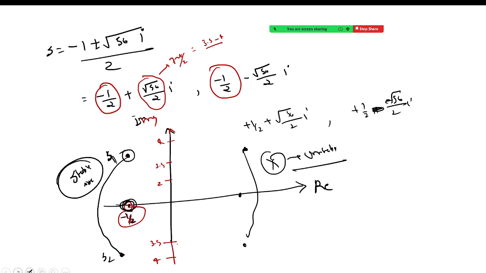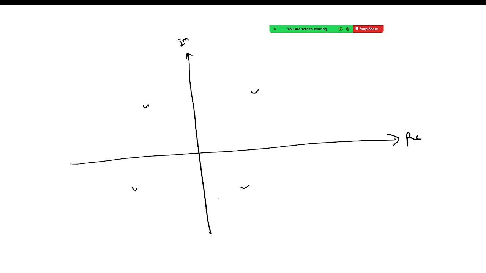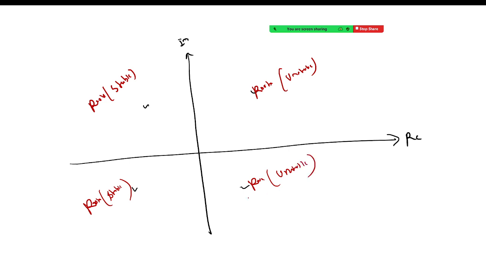Now, next thing is that directly I am drawing a complex plane, right? This is your real axis. This is your imaginary axis, right? This is your first quadrant, second quadrant, third quadrant, and fourth quadrant, right? So the thing is that if roots are here, then this one is your unstable. If roots lie here, this one is your stable zone. If roots lie here, this one is again stable, and if roots lie here, again it is unstable, right?